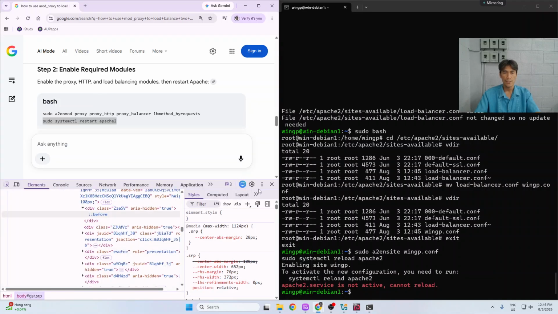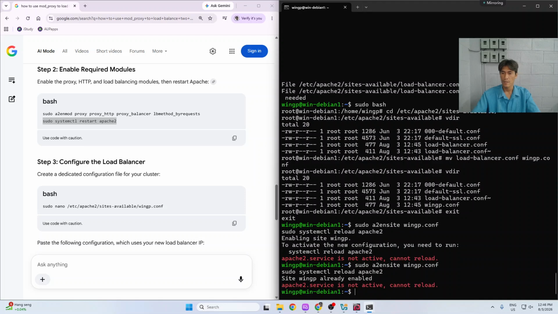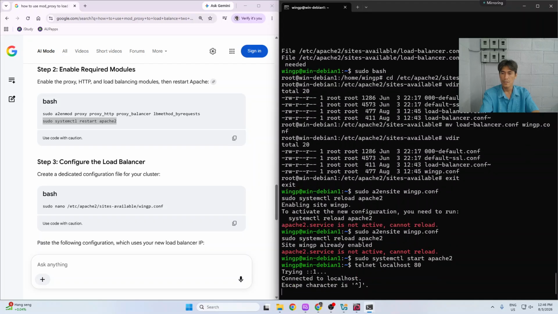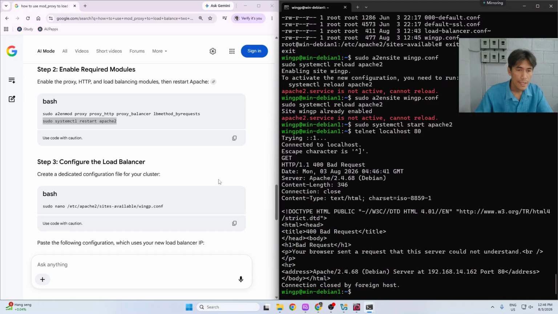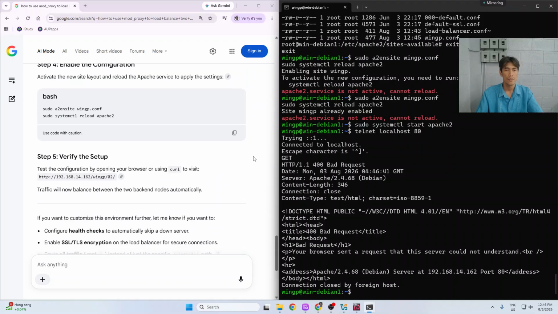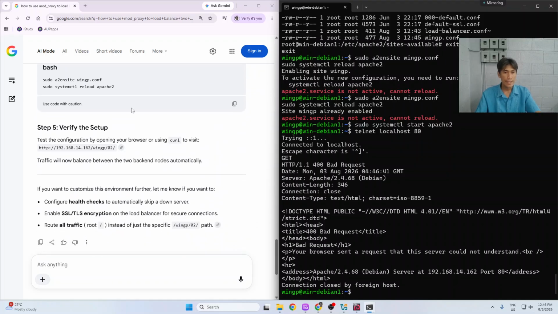These days, system administration is about copy and pasting. Reload. Ayaw mag-reload. Start na lang. Telnet localhost. Let's just see if it's yun. Buhay na siya. Configure the load balancer. We finished that one. Okay, verify daw. Verify. Okay, let's see.